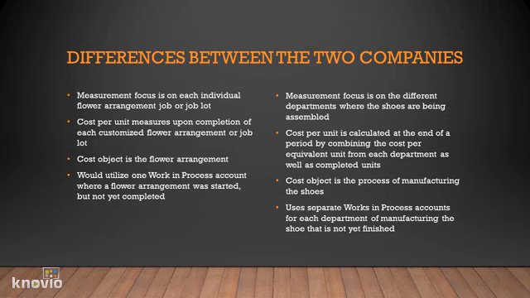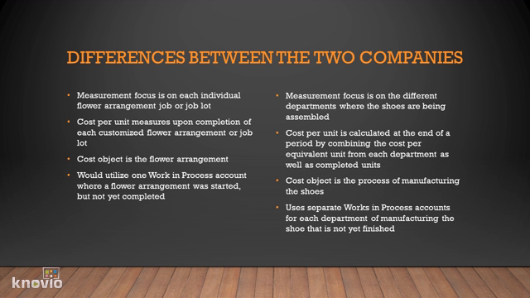So the first row is job order costing, process costing is the right row. The operation definition for job order costing is customized product is manufactured separately in its production. Process costing is the mass production of the products in a continuous flow of steps. The measurement focus is on one individual job or batch for job order costing. Process costing is on the individual process.